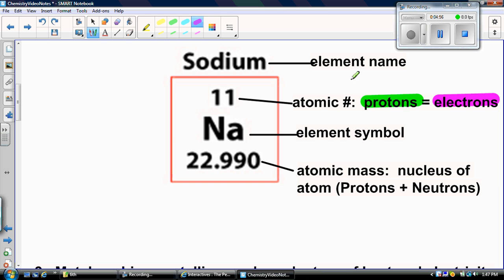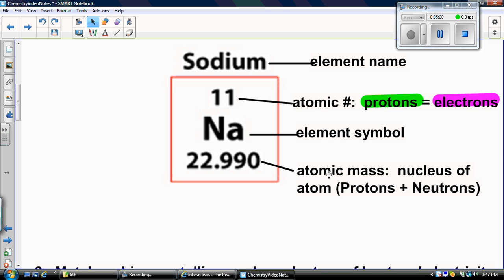Now, when you also look at your periodic table, the symbol is there. Now you're probably asking me, okay, Ms. Stevens, why is it sodium and the symbol's not an S? Why is it Na? A lot of times they use the Latin words or symbols for sodium. So the Latin symbol for sodium would be Na.